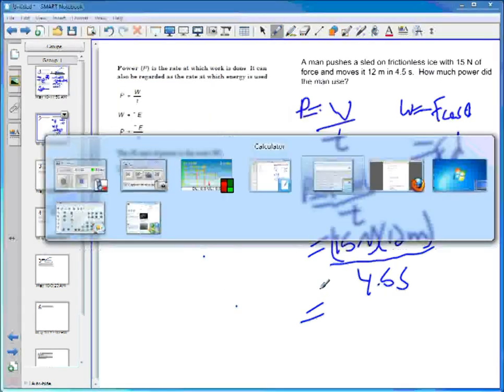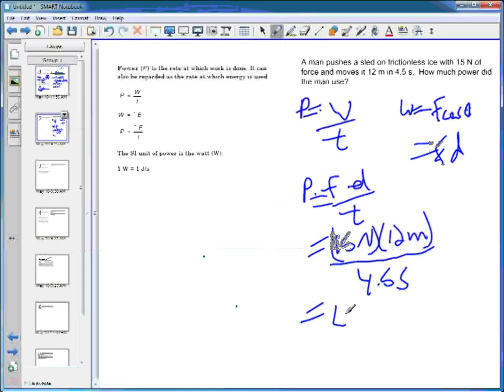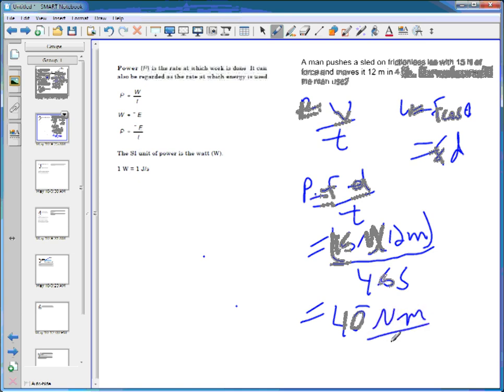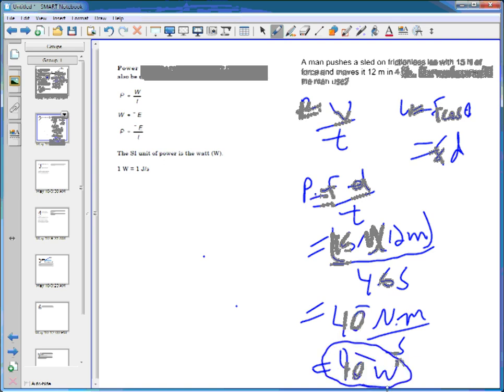40. And this is 15, 12, 4.5, two significant figures in each, so it's 40 rounded to two significant figures, and that would be Newton meters per second. A Newton meter per second is a joule per second is a watt, so 40 watts. That's how much power he uses, and of course a line over it. That's our answer.